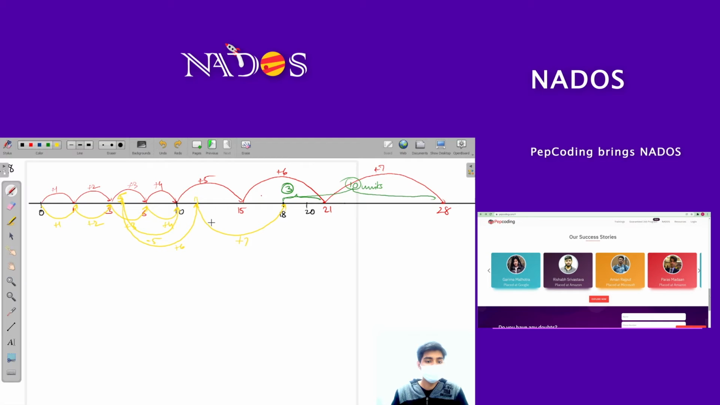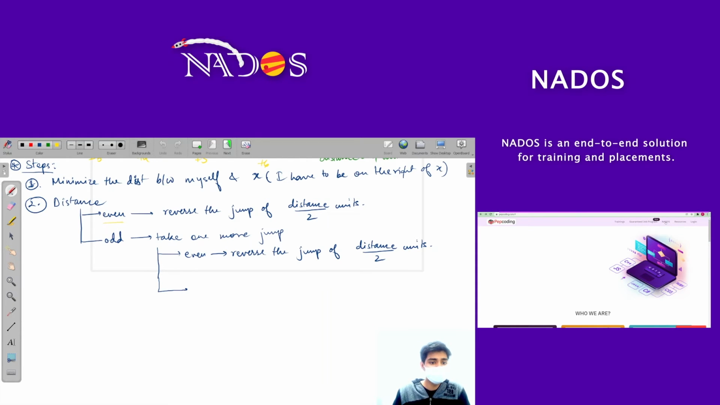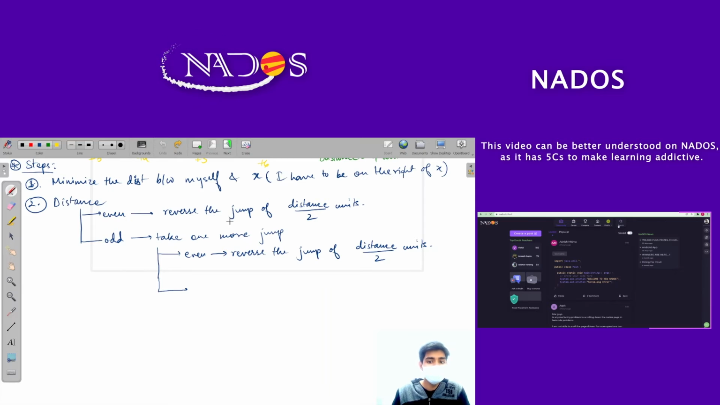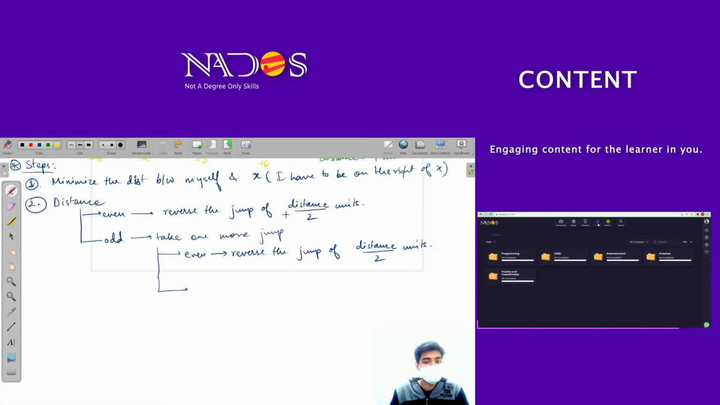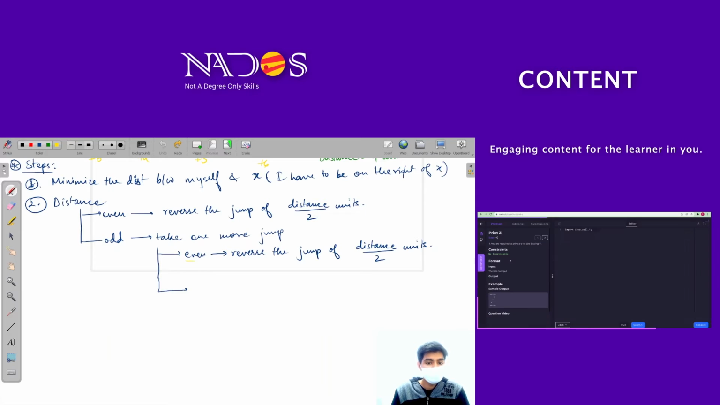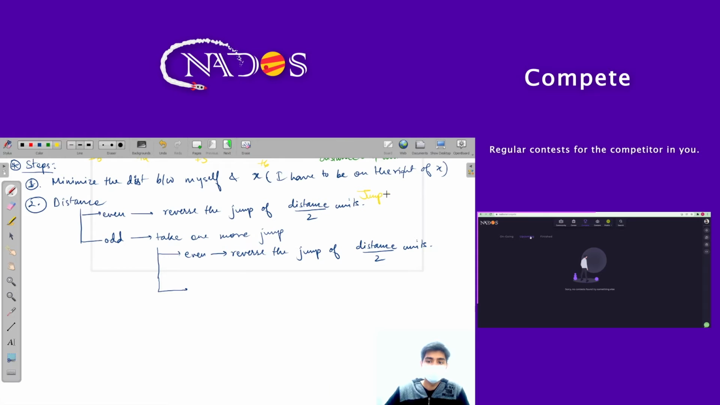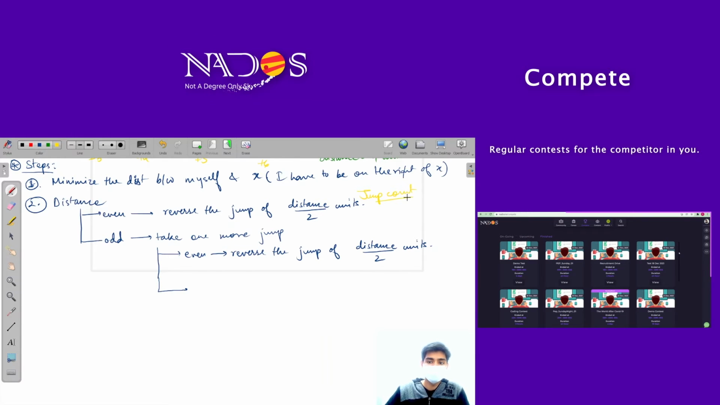I hope you understand this, that when my old distance was even, I was reversing the jump of distance by 2 units, right? But when my distance came out to be odd, I took one more jump, right? And when that jump came out to be even, I did the same thing that I did for the case of even, which is to reverse the jump of distance by 2 units. Okay, that is my jump count only.